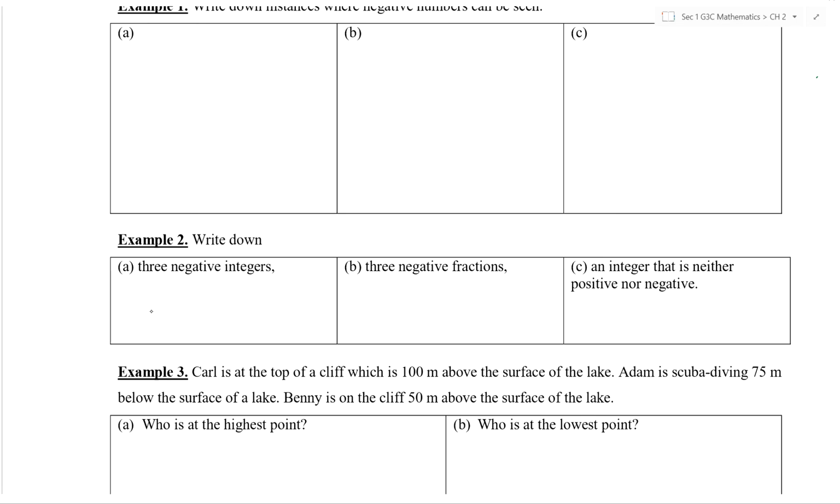Okay, so here are some examples. 3 negative numbers, for example, -99, -5, negative pi over 4, for example. Is negative pi over 4 a negative integer? Sorry, negative integer, cannot. So -1, for example. Okay, because they say integers. So these are examples. 3 negative fractions, okay, -5 over 8, -99 over 10, -1 over 2, for example. A number that is neither positive or negative, that will be 0.